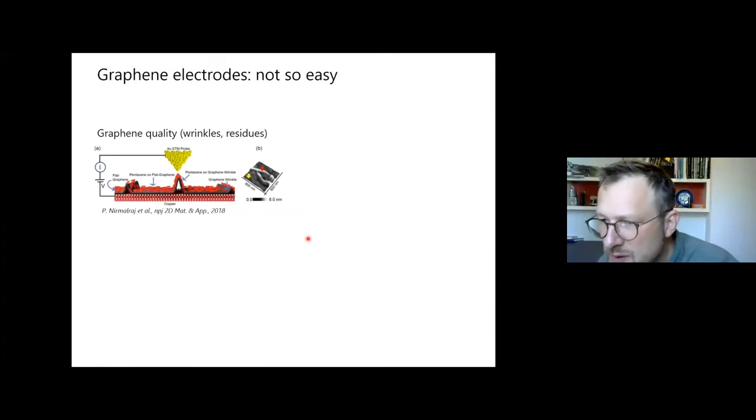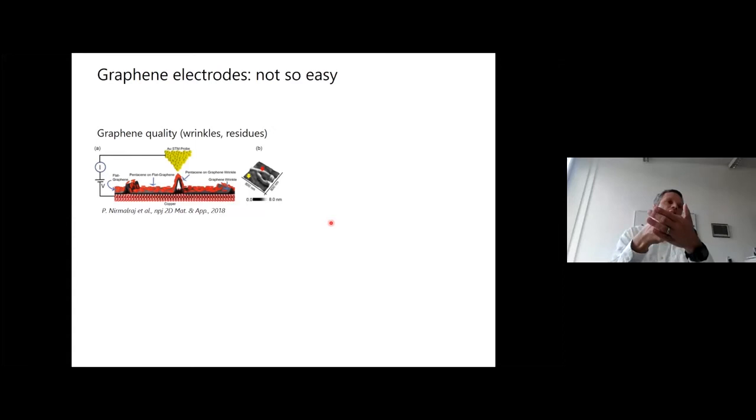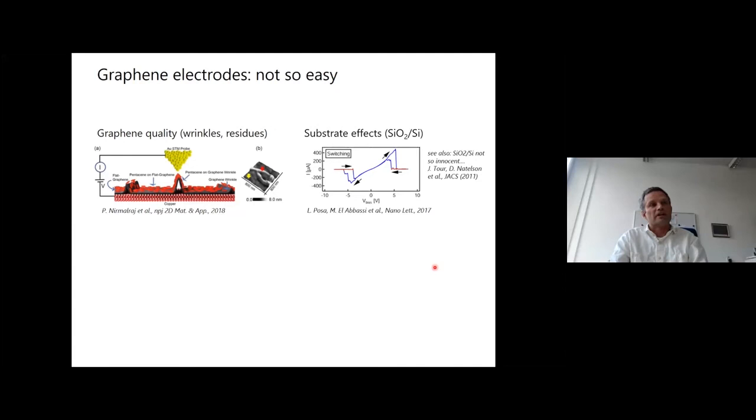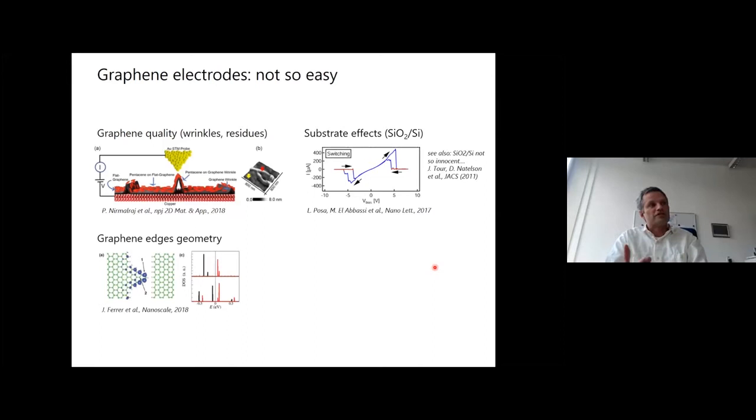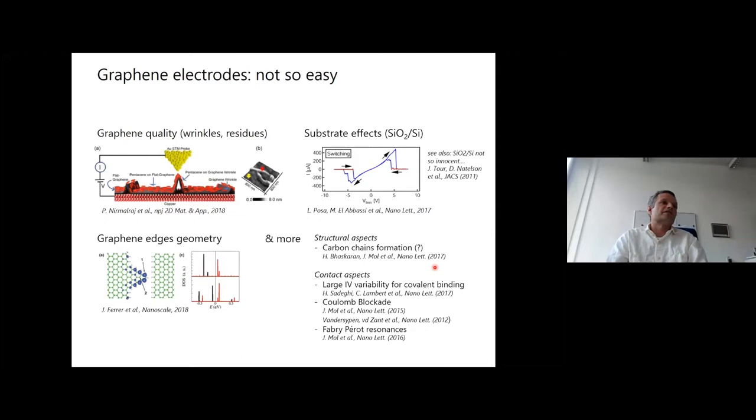Now, graphene is a system that is not so easy to manipulate because it's sitting really on the surface and it's extremely sensitive to the environment. So the quality of graphene, the presence of wrinkles, of residues, is something that one should be careful with. Substrate can also play a role there. Switching effects can be observed. The geometry of the edges is not easy to control, and can also lead to specific effects, and there are more aspects which are not so easy in this context. The formation of carbon chains, for instance, or other types of variability which can enter. So using graphene as a contact electrode is not so easy.